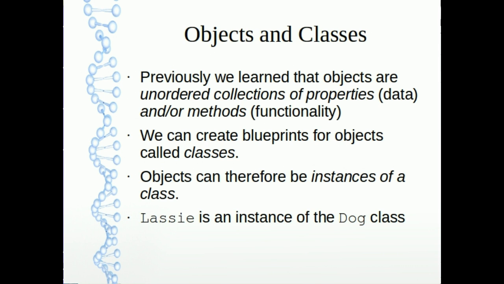We also learned that we can create blueprints for objects called classes, and that objects can therefore be instances of a class. And when an object is created as an instance of a class, it is said to have been instantiated. As an example of objects and classes, Lassie is an instance of the dog class. There are many dogs, but only one Lassie, and this is the correct relationship between objects and classes.